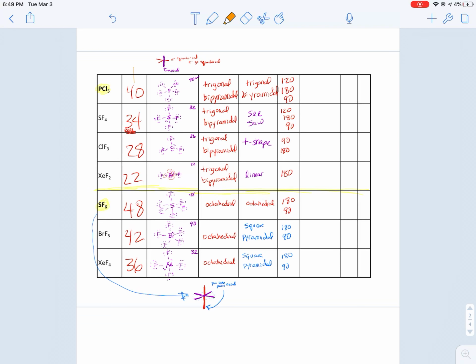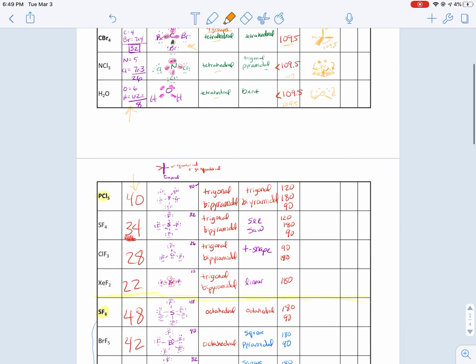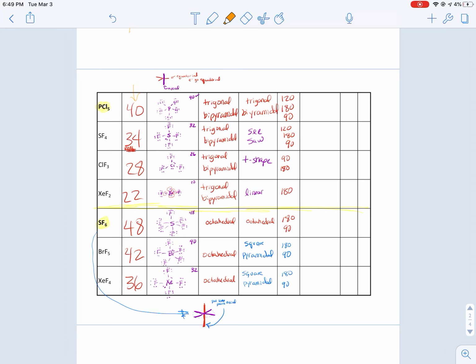From this point on, you do all of these the same way that we did them up here. So if you are having a struggle with your valence, just make sure and practice it some more. So these are all the answers for the valence electrons.